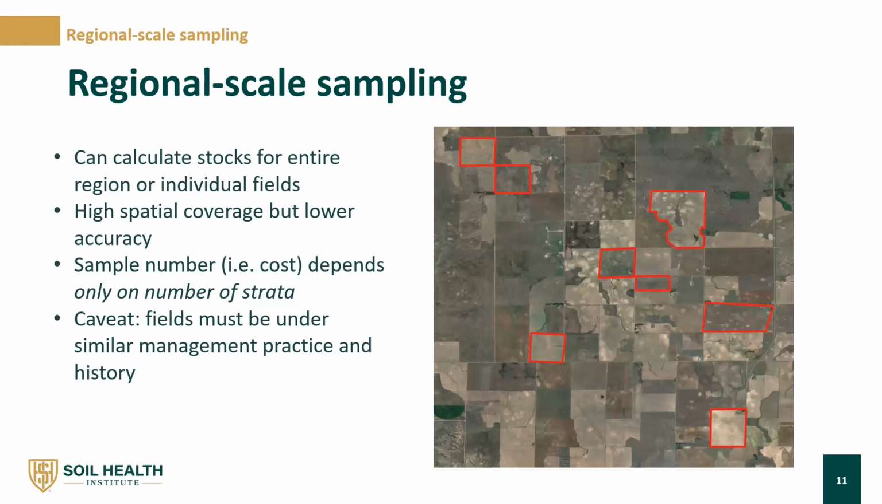So just like with our field scale sampling, we can use an area weighted average to calculate carbon stocks. But now we can look at them for an entire region or individual fields using that same weighted average approach. Now this gives us a really high spatial coverage. We're covering multiple fields in a region, but it comes at a lower accuracy because we're not sampling each field in as high a detail. Critically though, the sample number, which relates to cost, depends only on the number of sample strata we're looking at. So as long as all of our fields are in the same management regime, we can potentially reduce our sample number by looking at smaller numbers of samples.